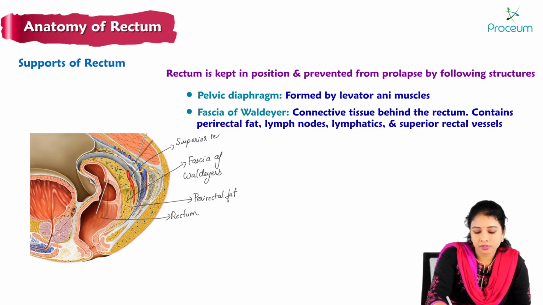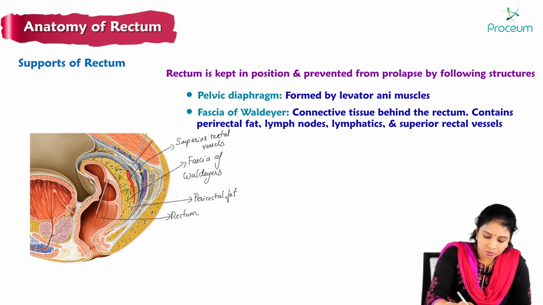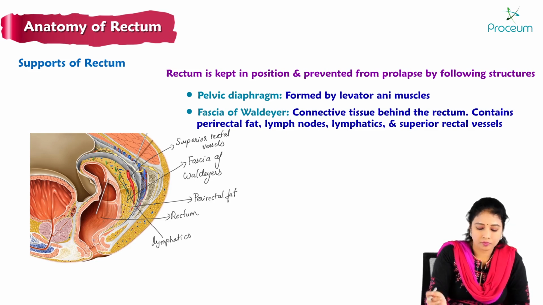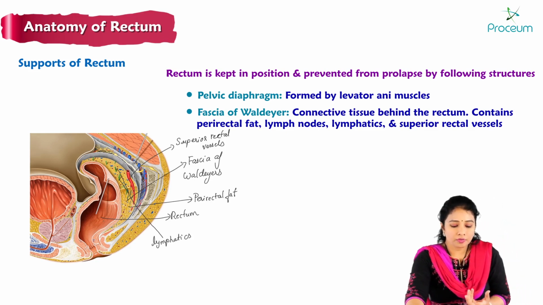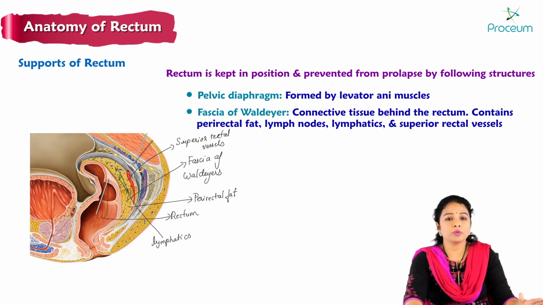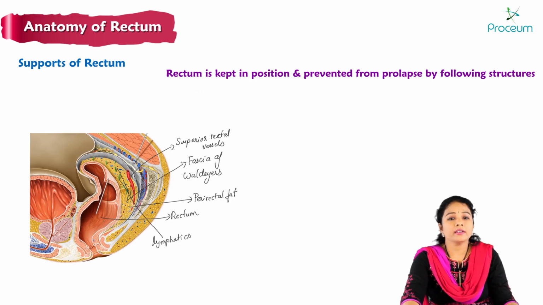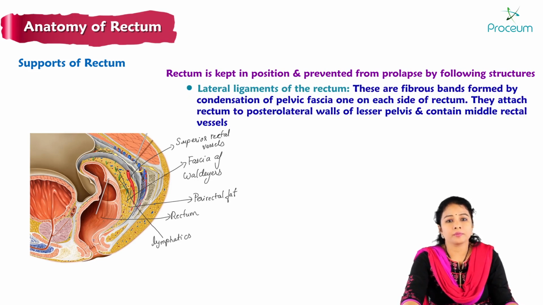So this is a superior rectal vessels, and we can see the lymphatics, which are shown in green color. So the fascia of Waldeyer also supports the rectum and prevents it from prolapse. Then lateral ligaments of rectum.